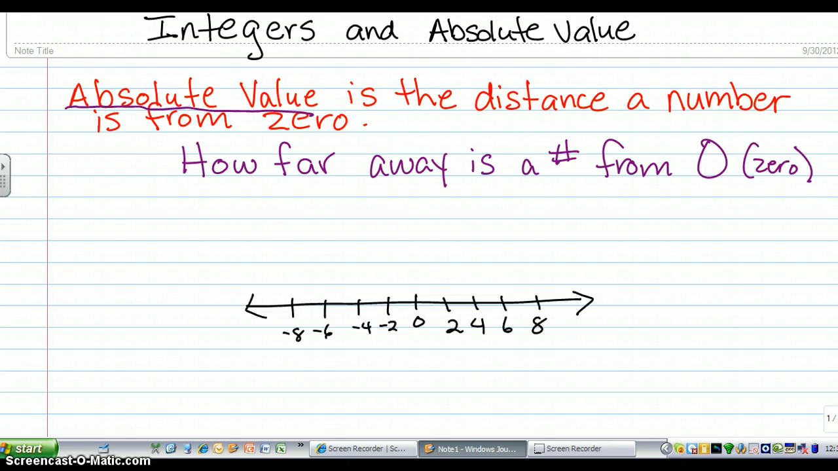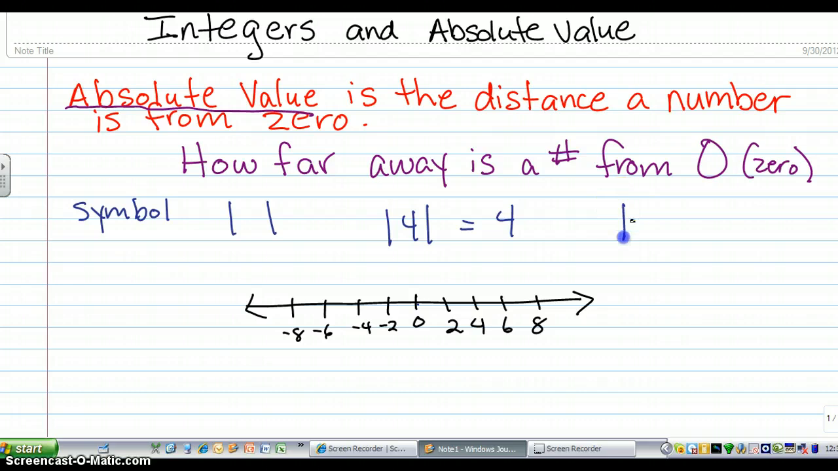And the symbol for absolute value, the way that we show we're talking about absolute value, are these 2 bars. And we put a number inside here. And then we say, well, what is the absolute value of 4? And that means, how far away is 4 from 0? It's 4 spaces. Yes, it is that easy.